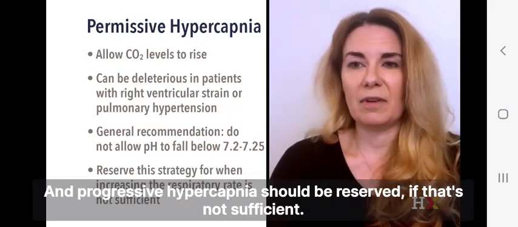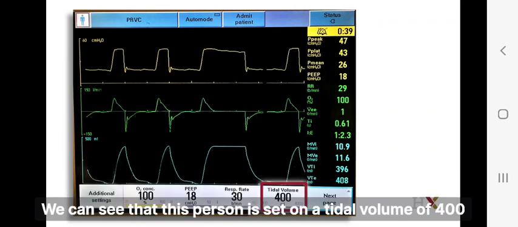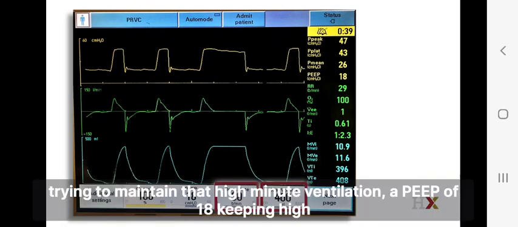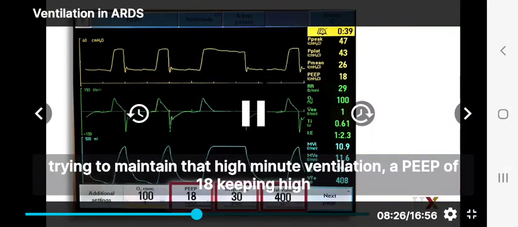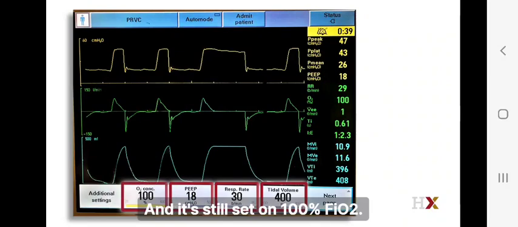We can see that this person is set on a tidal volume of 400 milliliters, a respiratory rate of 30, trying to maintain that high minute ventilation, a PEEP of 18, keeping high mean airway pressures, keeping the patient well recruited, and it's still set on 100% FiO2.